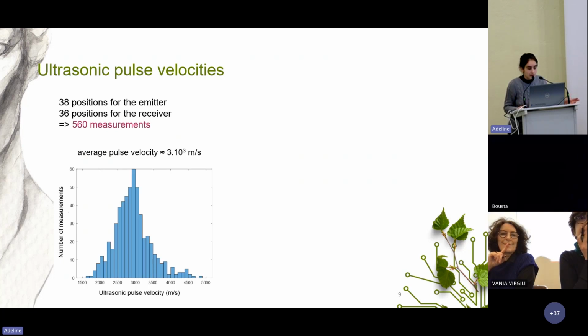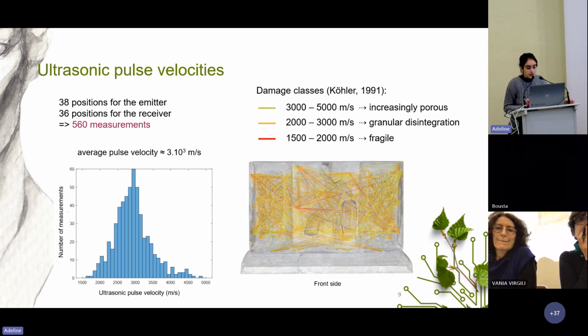This is the histogram of the velocity in the altar. The average pulse velocity is about 3,000 meters per second, which corresponds to a rather good state of conservation for marble. This is a more spatial representation of this pulse velocity.